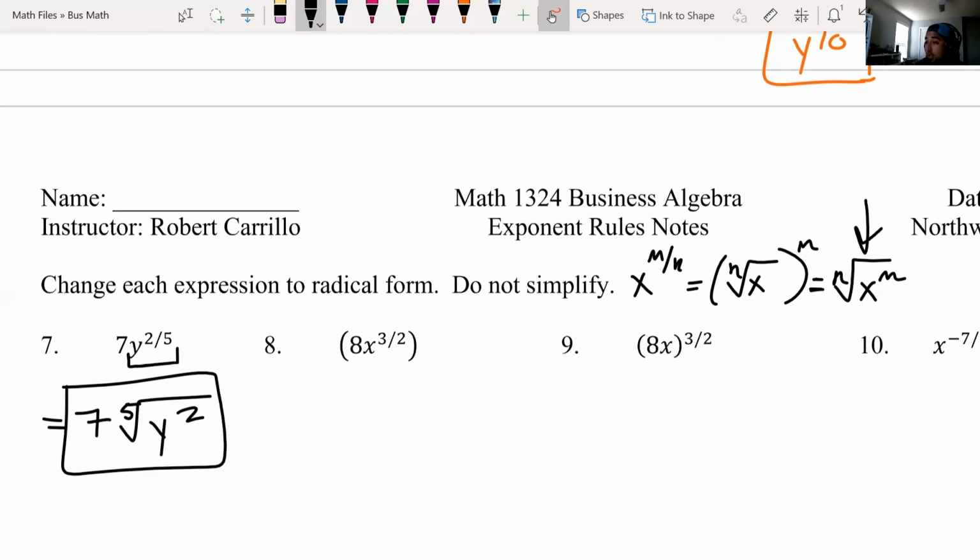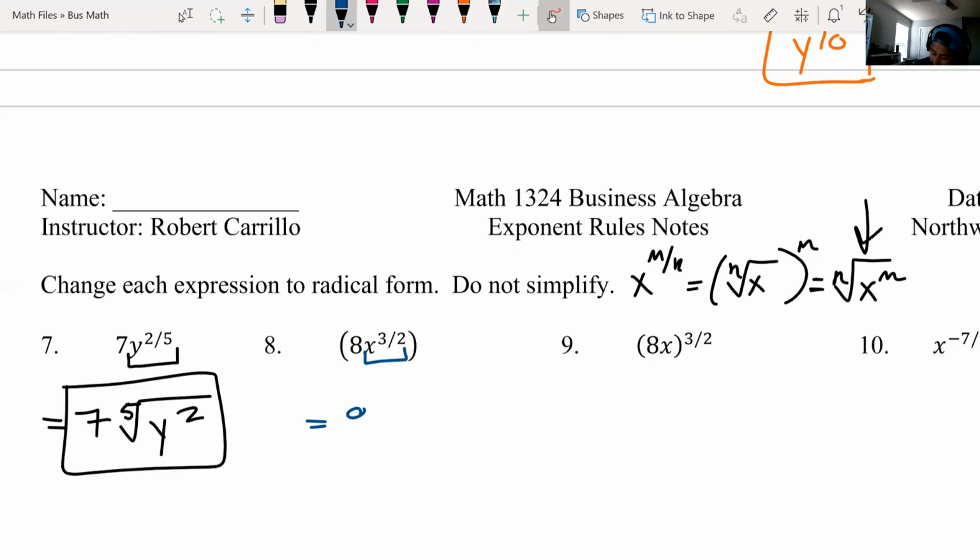This one says, do not simplify. Okay, so it just wants us to write it as a radical. Number 8. You have parentheses 8x to the 3/2. Well, again, this one's tricky. Yes, there are parentheses, but the only term being raised to the 3/2 is this x.